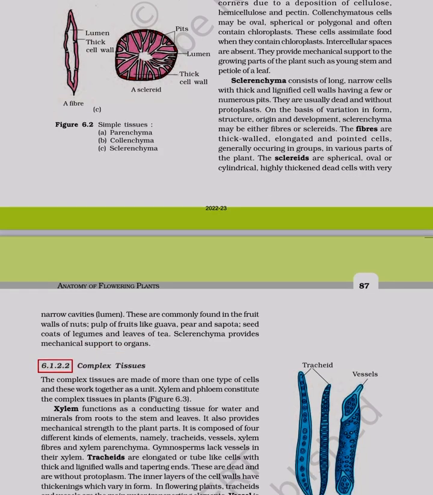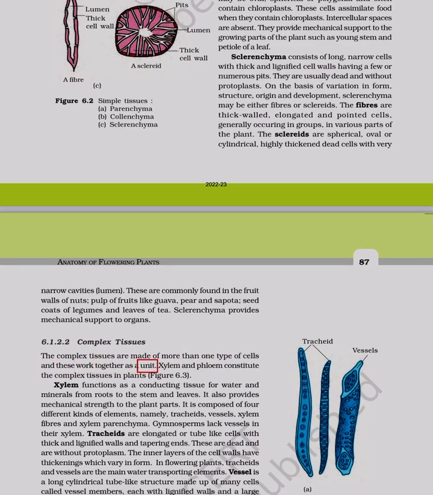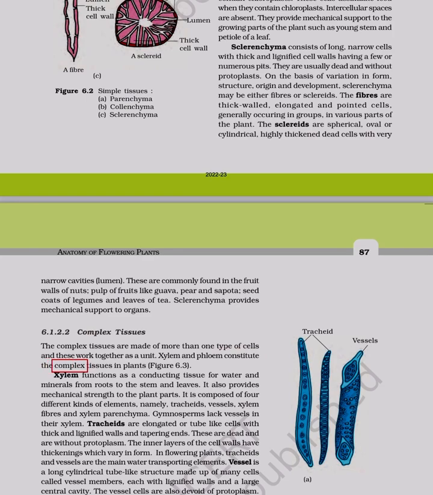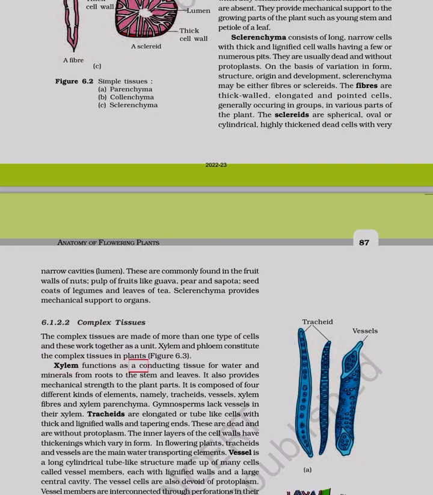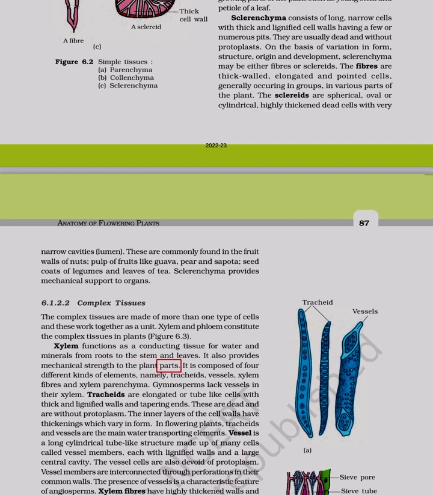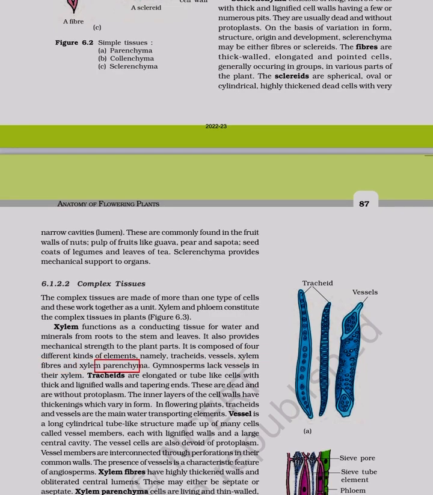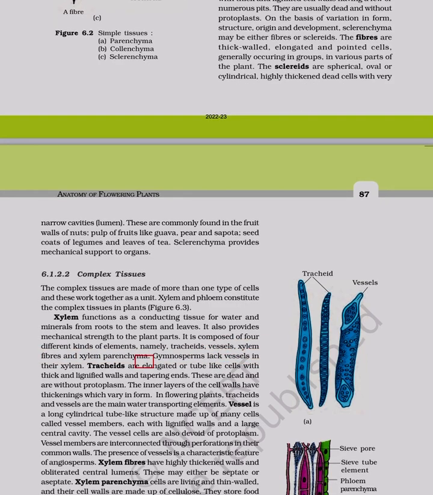6.1.2 Complex tissues. The complex tissues are made of more than one type of cells and these work together as a unit. Xylem and phloem constitute the complex tissues in plants. Figure 6.3. Xylem functions as a conducting tissue for water and minerals from roots to the stem and leaves. It also provides mechanical strength to the plant parts. It is composed of 4 different kinds of elements, namely, tracheids, vessels, xylem fibers and xylem parenchyma. Gymnosperms lack vessels in their xylem.